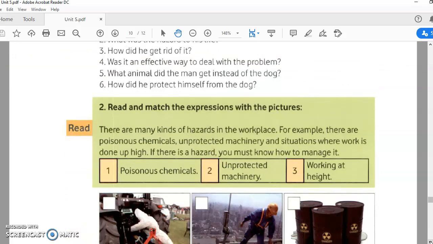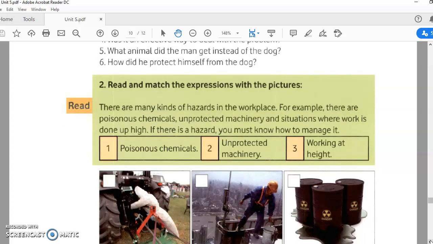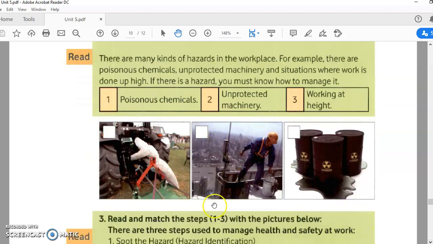Number 2, read and match the expressions with the pictures. We've got 3 pictures and 3 expressions here. Let me read out the expressions. Number 1, poisonous chemicals. Number 2, unprotected machinery. Number 3, working at height. I'm going to do the first one with you, and I will ask you to do the second and the third. The first one is poisonous chemicals.